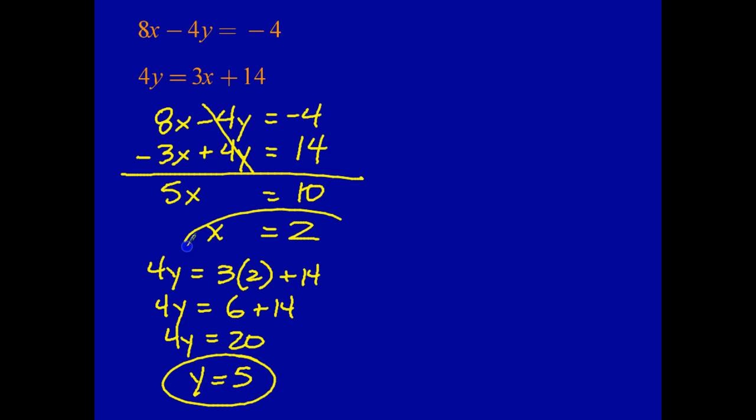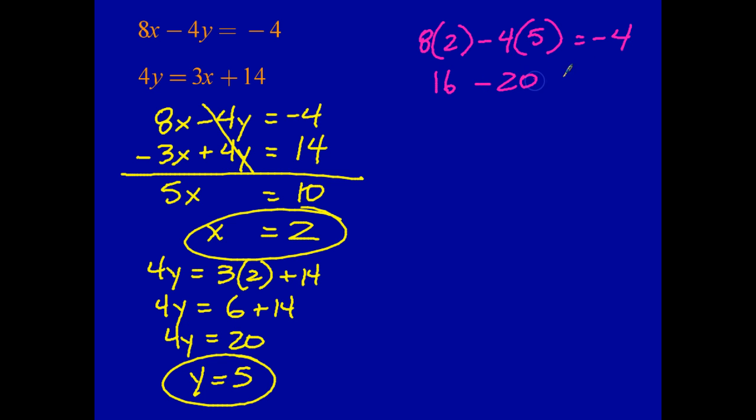So I've got y is equal to 5 and x is equal to 2. Let's go ahead and we'll plug those in here. So we'll do 8 times 2 minus 4 times 5, and we'll see if that equals negative 4. Well, that's 16 minus 20 is equal to negative 4. Negative 4, yeah, that works.